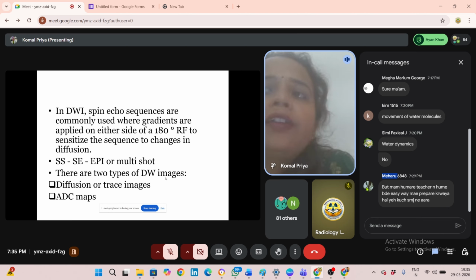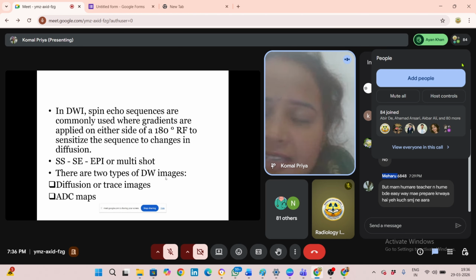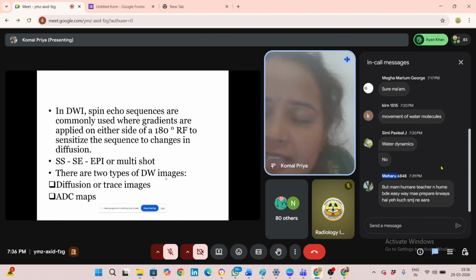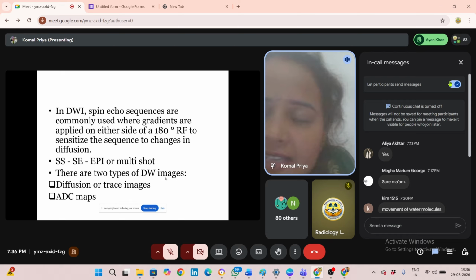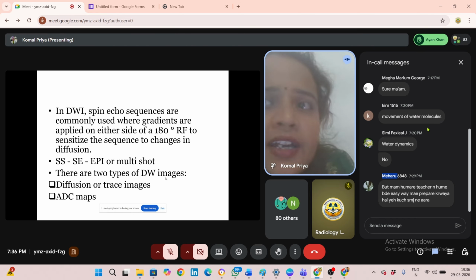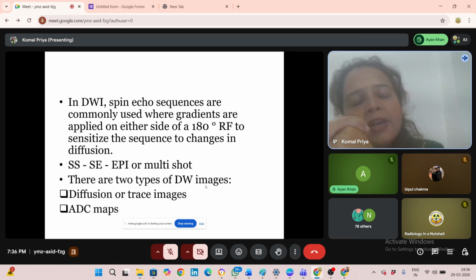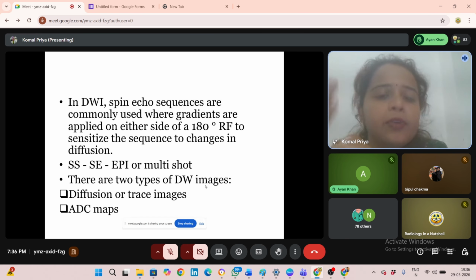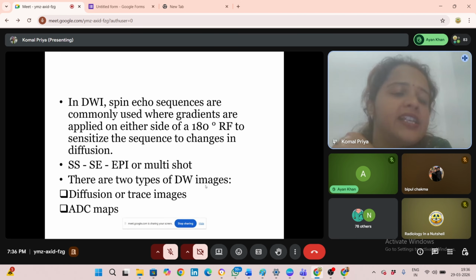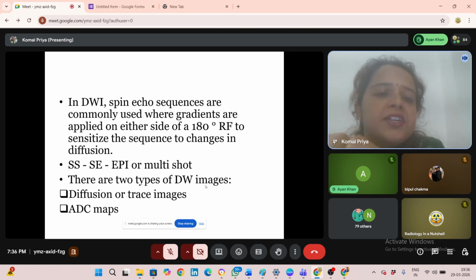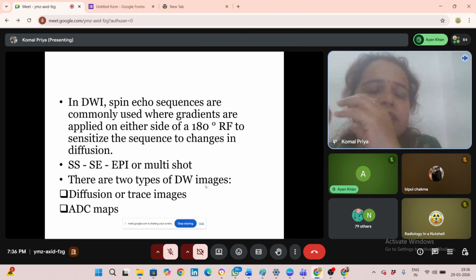So if a particular damaged tissue has a value, suppose like 20, I'm just giving an example, the ADC value of that particular voxel of the tissue was calculated as 20. According to that 20, the signal intensity value will be calculated automatically by the post-processing technique available in your MRI machine. You can see the ADC map after the diffusion weighted imaging is acquired on your MRI, and according to its value, that signal intensity will be seen in your ADC map.